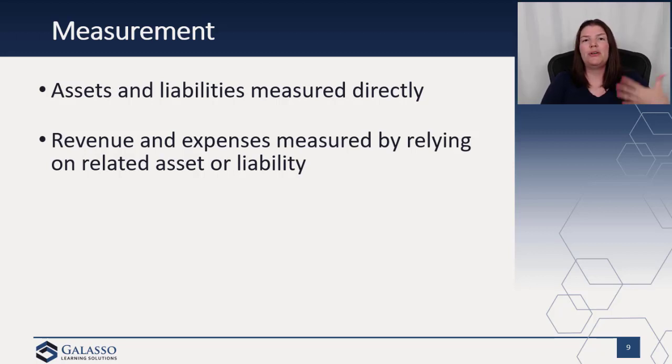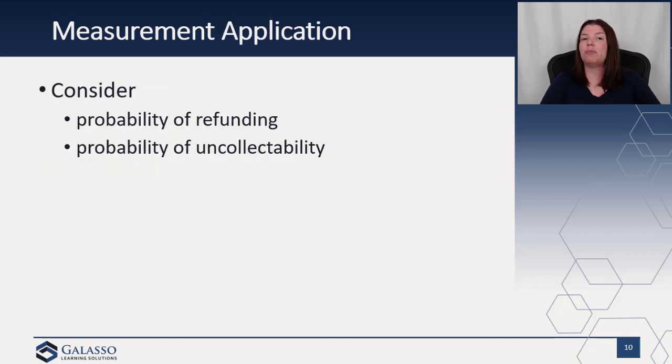Now, when we're doing those assets and liabilities, we do have to look at the probability of having to refund anything and the probability of uncollectability. So if we have a receivable, but we don't believe we're going to collect it, we do have to adjust appropriately and recognize, for example, an allowance for doubtful accounts.